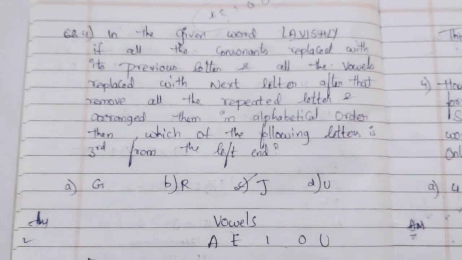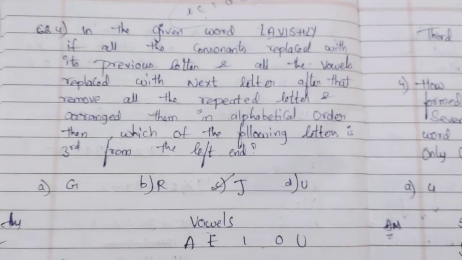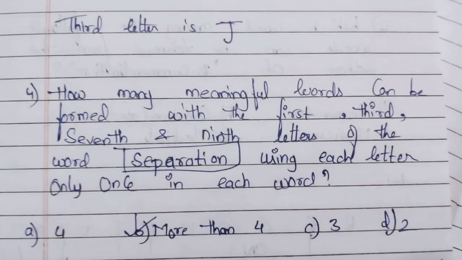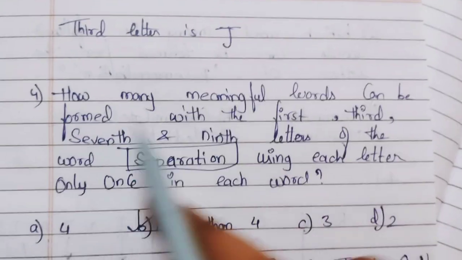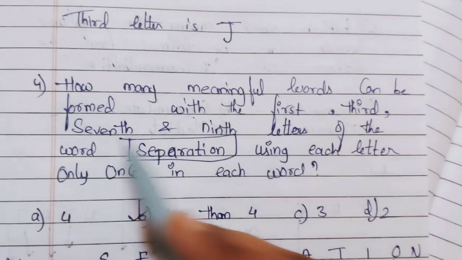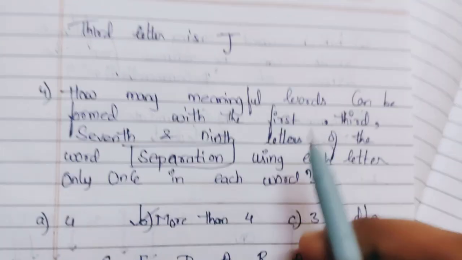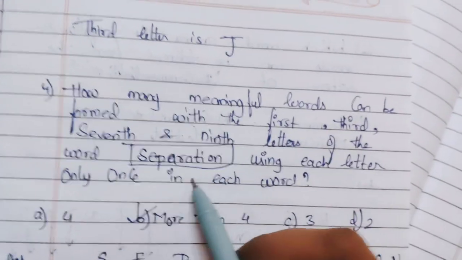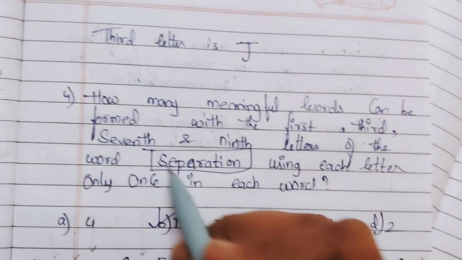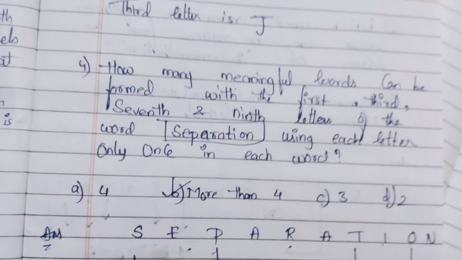We have to understand what the question is saying, and then solve the question. So now let's see another question. The question is: how many meaningful words can be formed with the first, third, seventh and ninth letters of the word separation, using each letter only once in each word? This is the word separation.